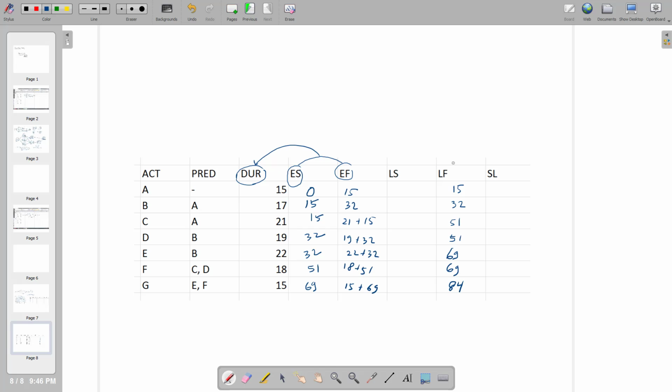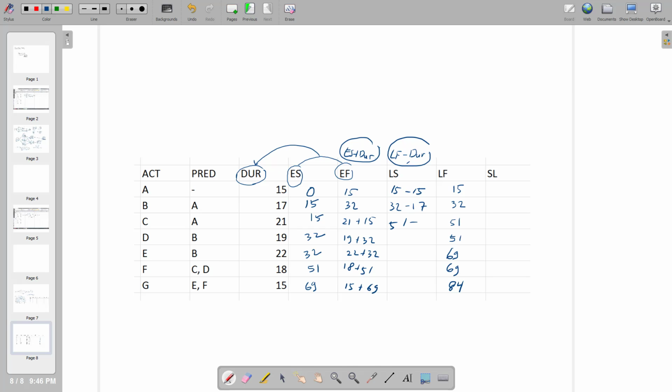What about the late finish? Late finish means that, okay, late finish of this is 15. This one will be 15 minus 15. LS will be equal to LF minus the duration. This one is actually ES plus the duration, right? They are different. So this one will be 32 minus 17.